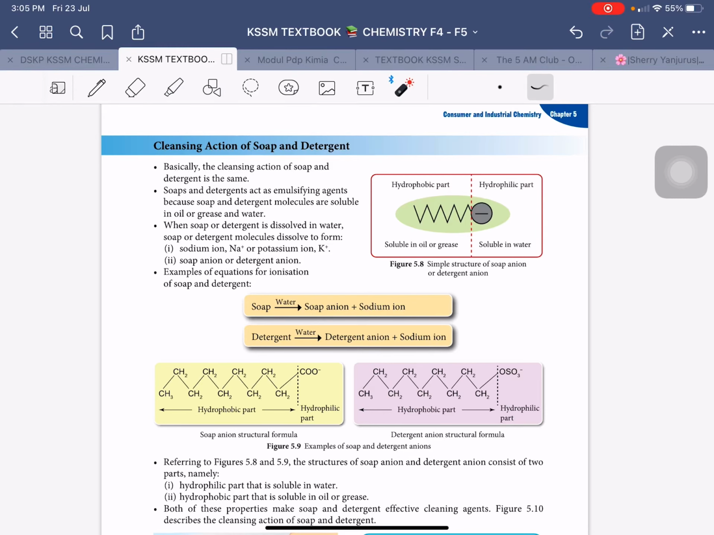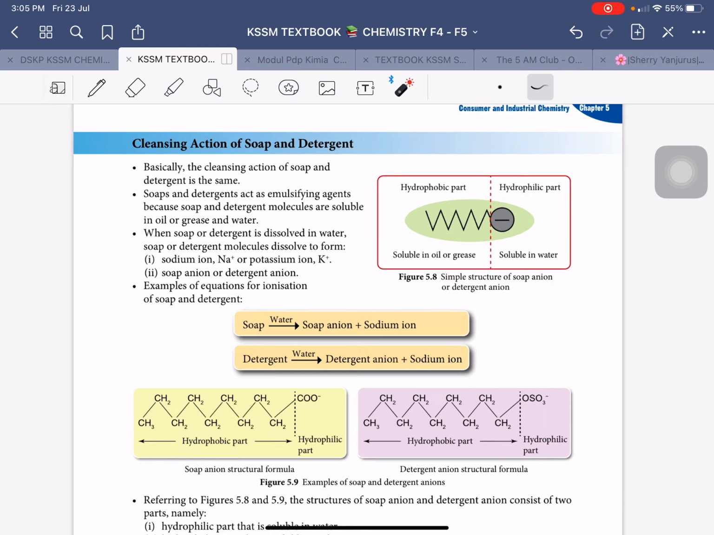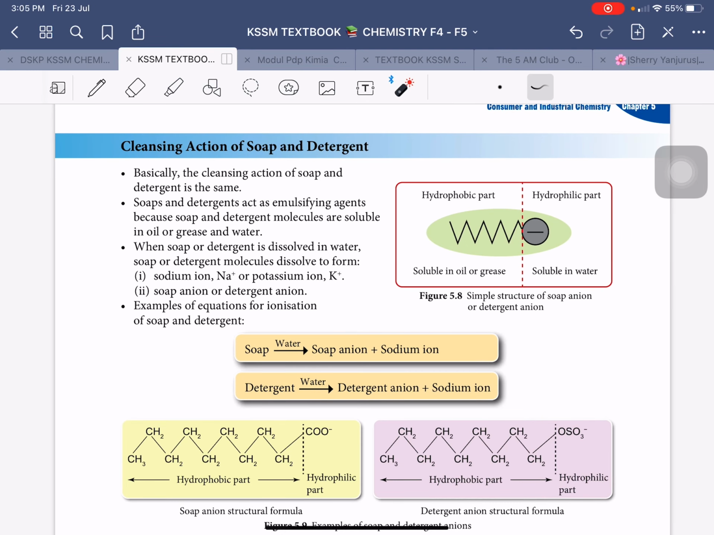Hello class, good evening. Okay, today my lesson for all of you is the cleansing action of soap and detergent. Tindakan pencucian, okay, tindakan pencucian sabun dan juga detergent. So I hope you still remember.